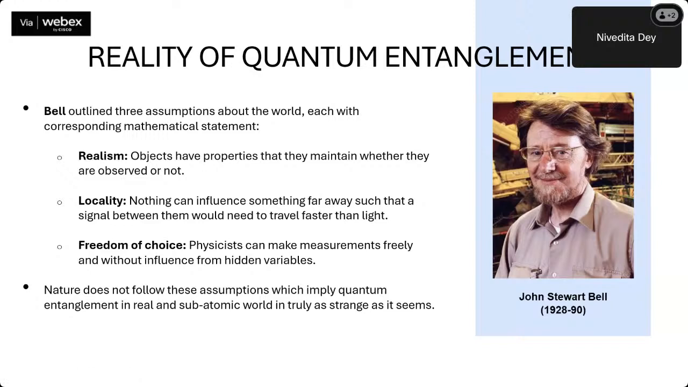Okay. So locality is another point: nothing can influence something far away, such that a signal between them would need to travel faster than light. And freedom of choice, that physicists can make measurements freely and without influence from hidden variables. So nature does not follow these assumptions, which implies quantum entanglement is real and the subatomic world is truly as strange as it seems.